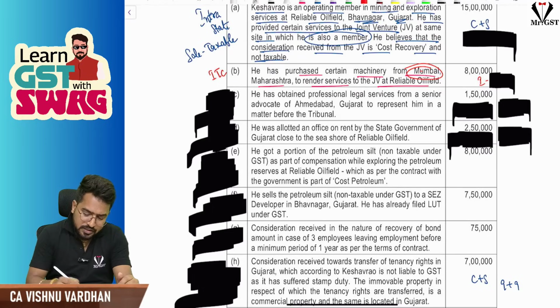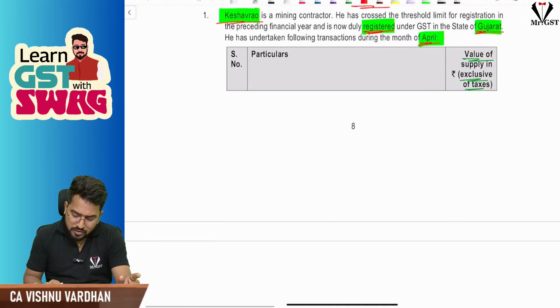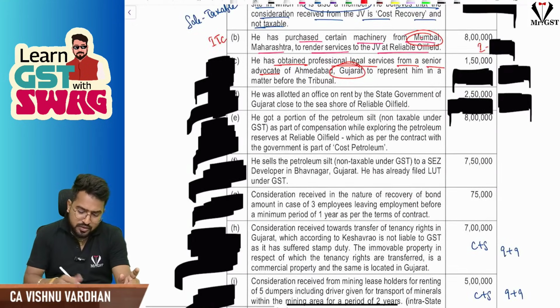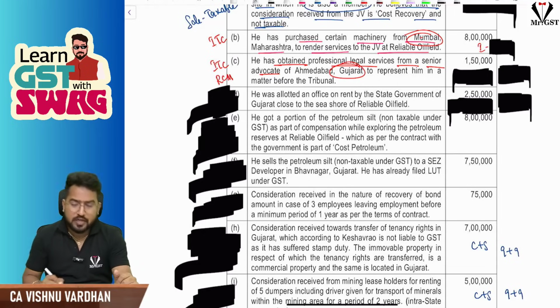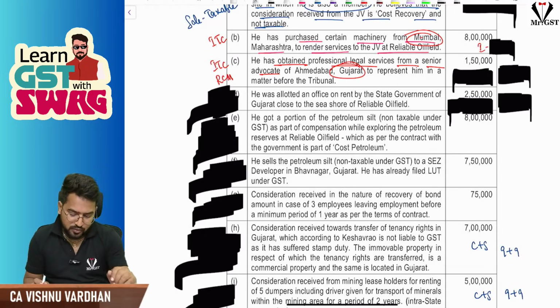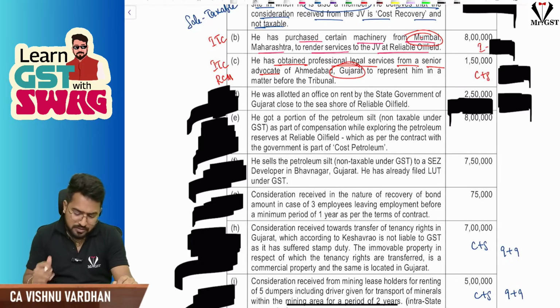Next, he also obtained professional legal services from a senior advocate in Gujarat. This fellow, the senior advocate, is also from Gujarat. So this is a purchase of legal services, and RCM comes into picture. So ITC, RCM. That is the point. Next, because of these purchases within the same state, you will get CGST, SGST.